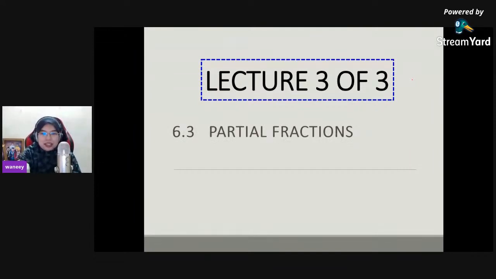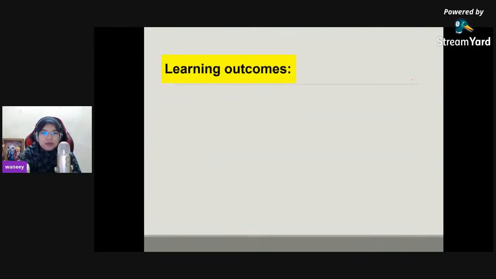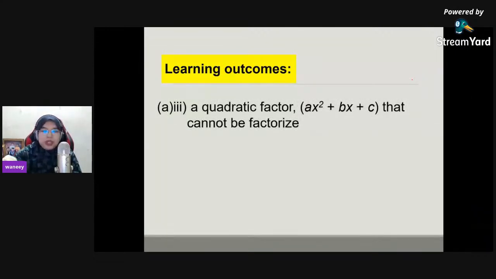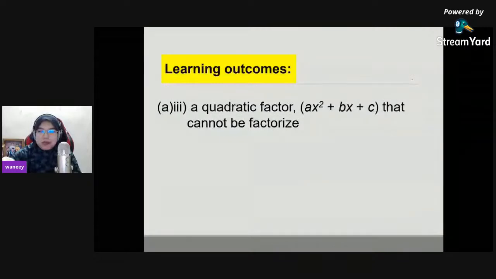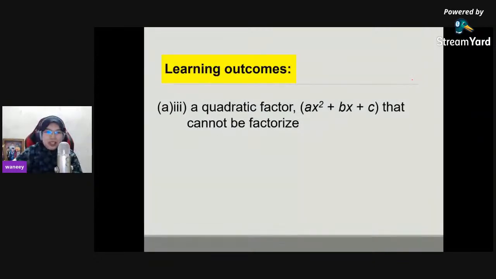Okay, so lecture 3 out of 3. Okay, so this is still in partial fraction. So the learning outcome, we should be able to find the partial fraction for a quadratic factor ax squared plus bx plus c that cannot be factorized. So we are referring to our denominator. So this time we have a quadratic factor in our denominator which cannot be factorized. If we can factorize them, then it might be either the case with distinct linear or the case with repeated linear. But since we cannot factorize them, that is a quadratic that cannot be factorized.